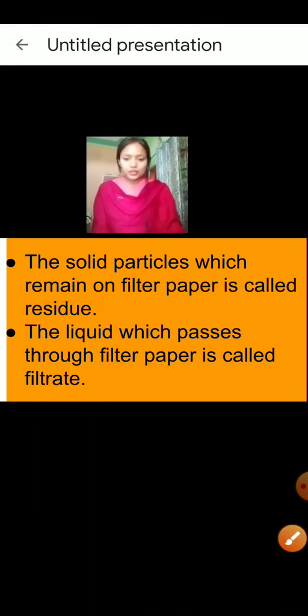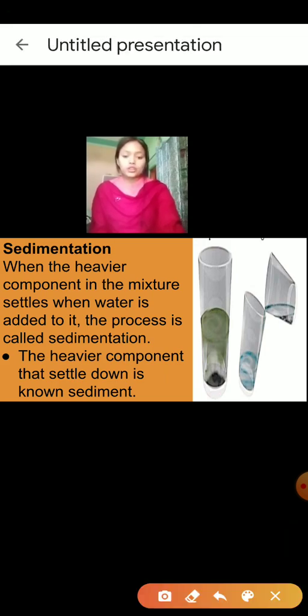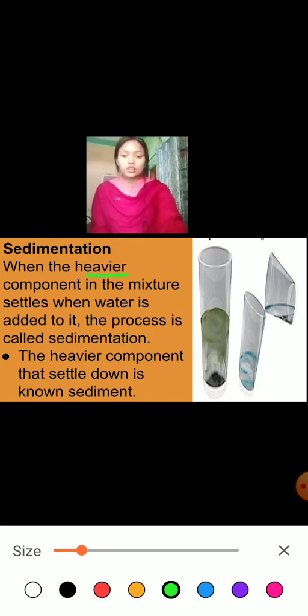Okay. Now let's move to the next way of filtration. This is sedimentation. Sedimentation, it is the process of filtration in which the heavier components in the mixture settle down when water is added to it.